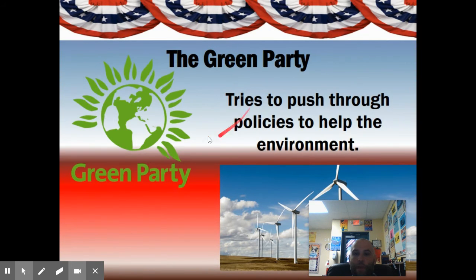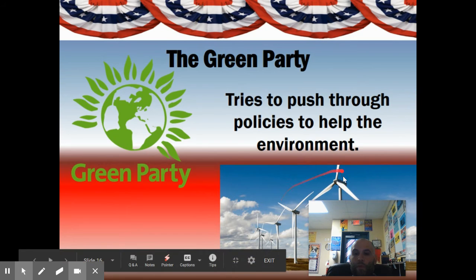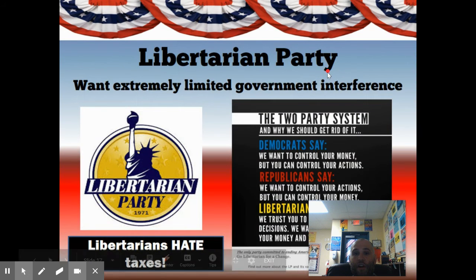But there are third parties that you need to know. So the Green Party, not one you necessarily need to know. It tries to push through policies to help the environment. Green is another word for pro-environment. So less fossil fuels, more pro-air, pro-sun, less pollution. Not necessarily one of the parties you need to know, but you do need to know the Libertarian Party, very important.